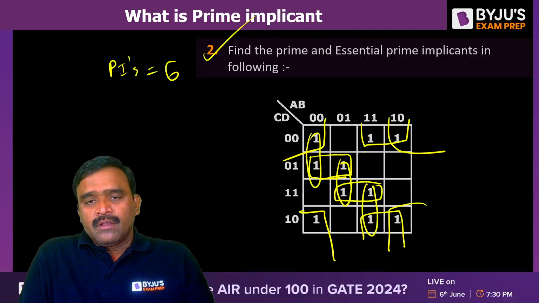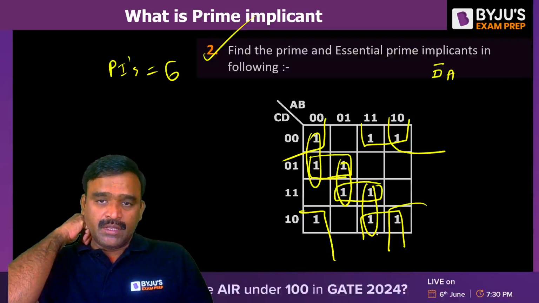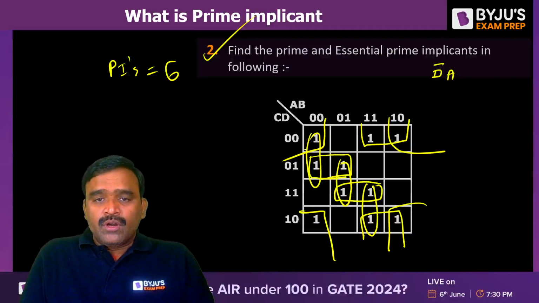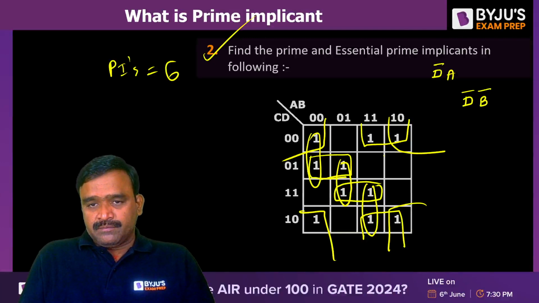How is it 6? This one, this one. So this is a quad. This is nothing but D bar A. D bar A is one prime implicant. This comes under D bar A. And the 4 corner ones come under D bar B bar. So D bar B bar is also one prime implicant, one quad.